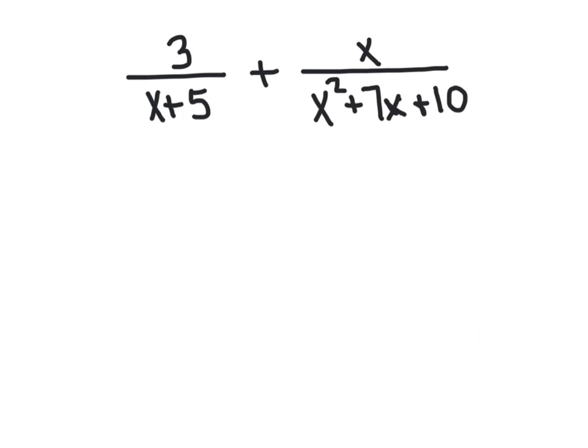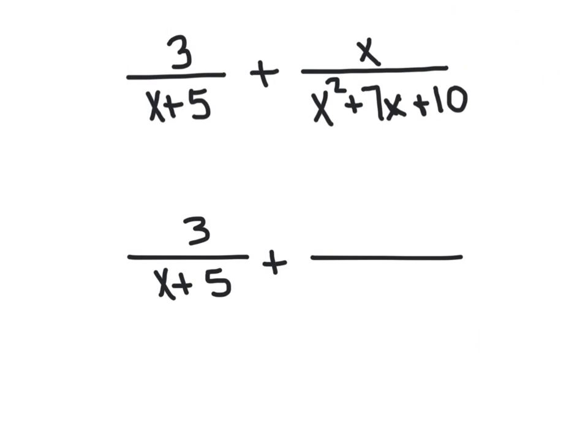Alright, one more example just to be safe. And there's no factoring to be done with x plus 5, but by golly, we've got a trinomial over here that can be factored. So I'm going to jump on that. So the first fraction remains 3 divided by the quantity x plus 5. And the second denominator, I'm thinking x plus 5 and x plus 2.